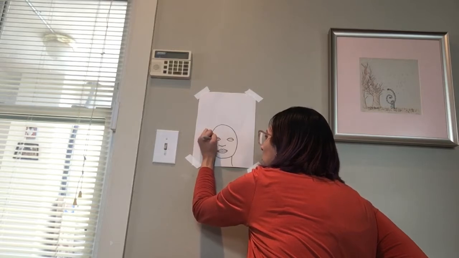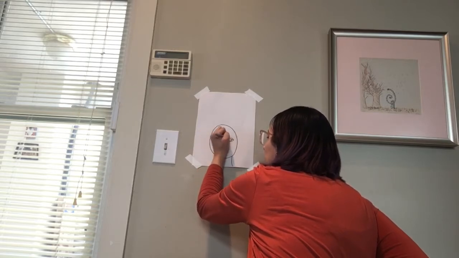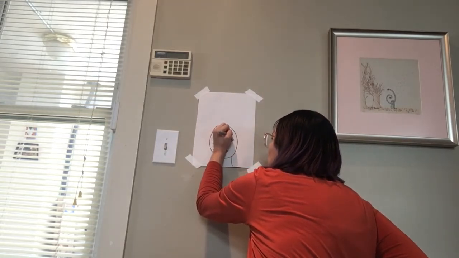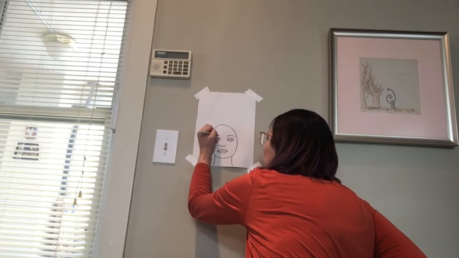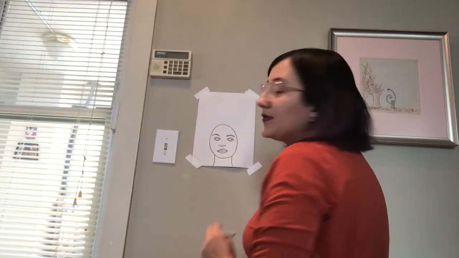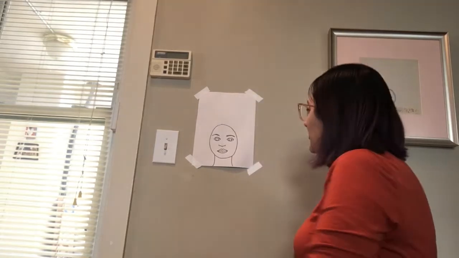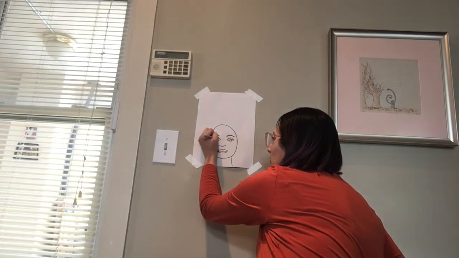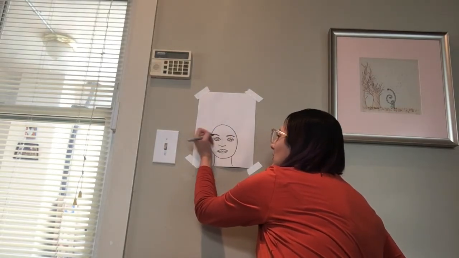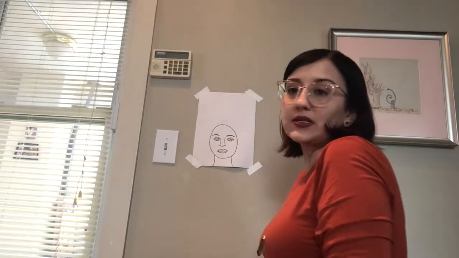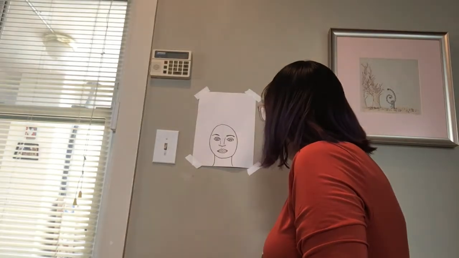Draw a circle for the eye. Then I'm going to make some short little lines like that for my eyebrows. Okay, so if I wanted to add more details, I could. You could add more details. I could make a little black circle for the pupil. You can put like a line here for the edge of the nose if you want. That's up to you. You could draw some ears.